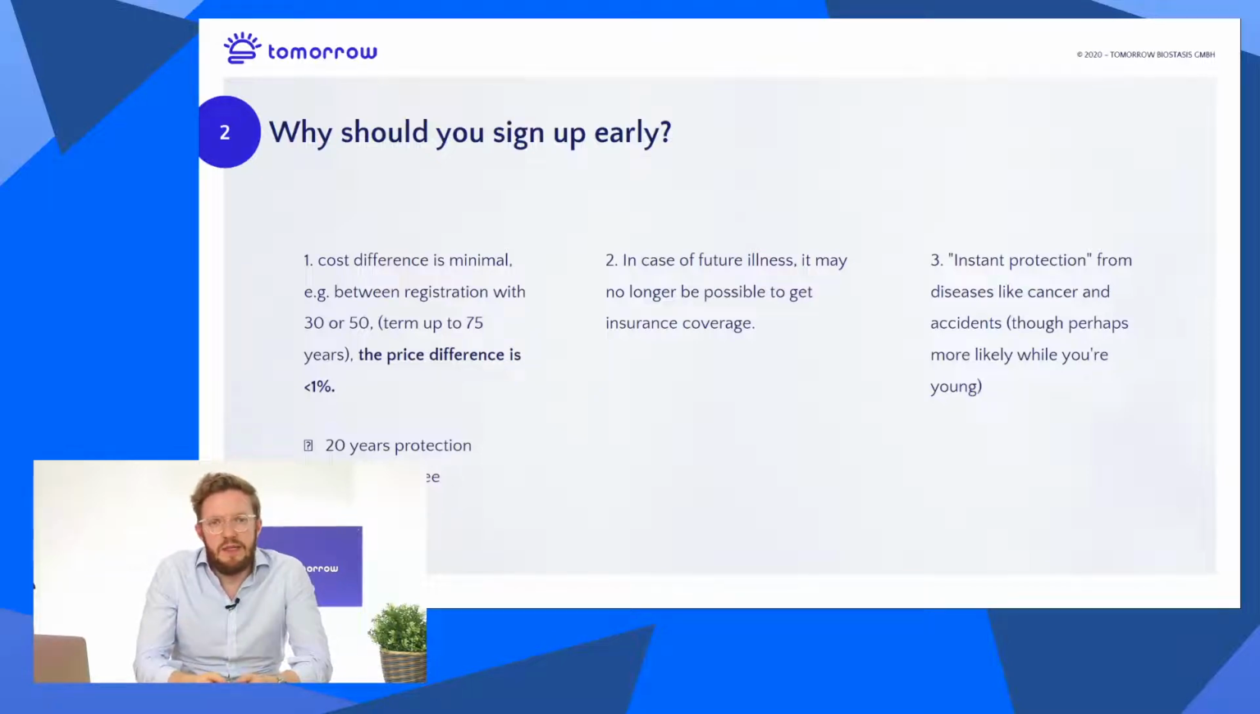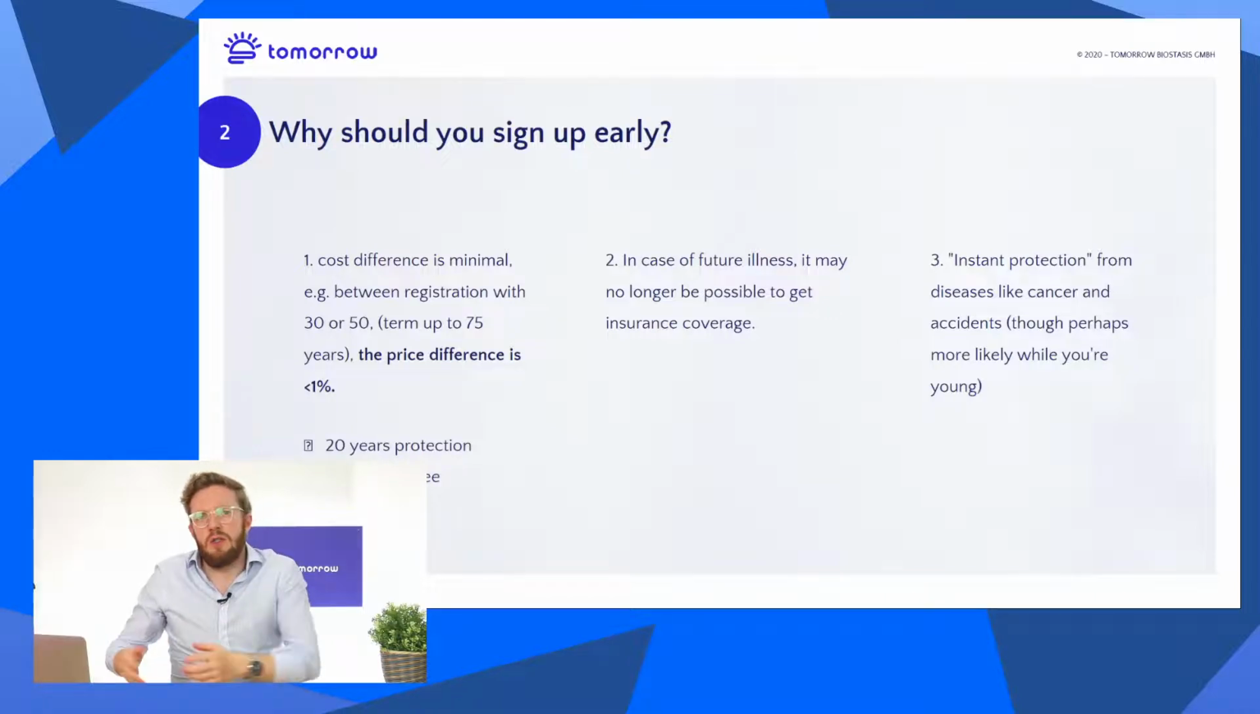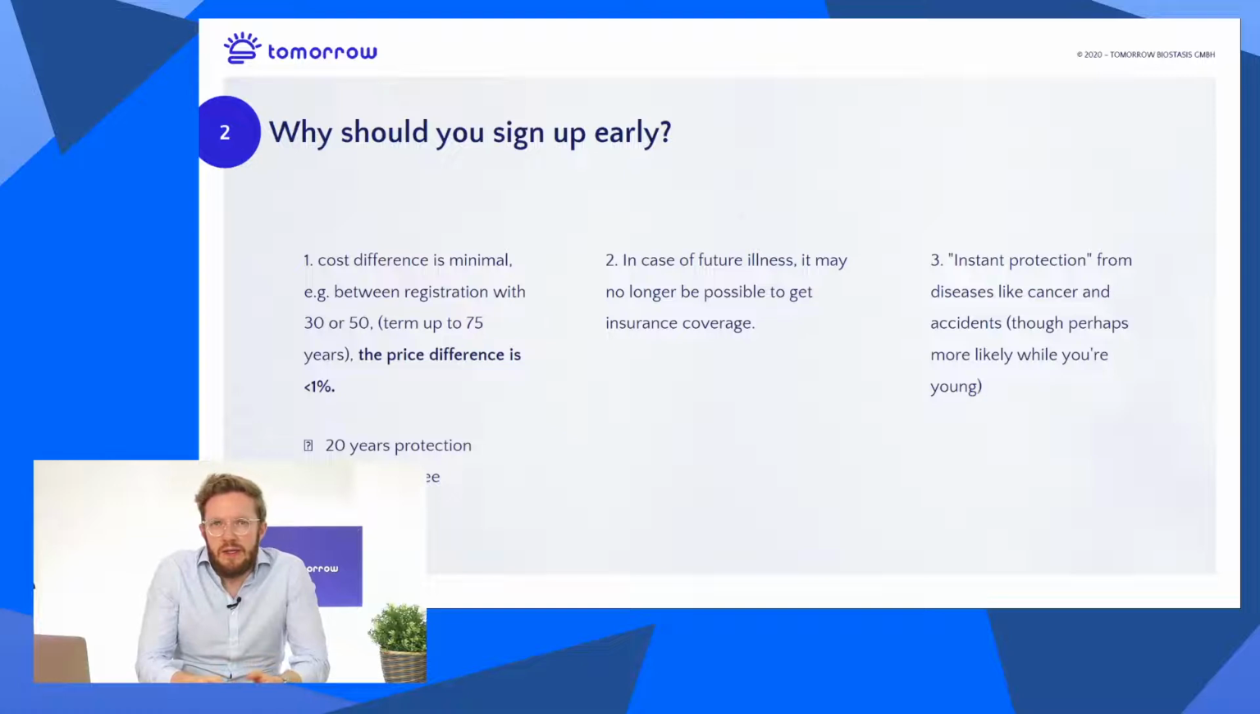The second reason is, let's say you decided you would like to sign up for cryopreservation, but you'll just do it later. In case you get a serious illness, you might not be insurable anymore. You might not be able to get insurance coverage in the future, because the insurance, at least term life insurance, only accepts certain risks. There are certain diseases that make you uninsurable with term life insurance. So there's a potential risk.